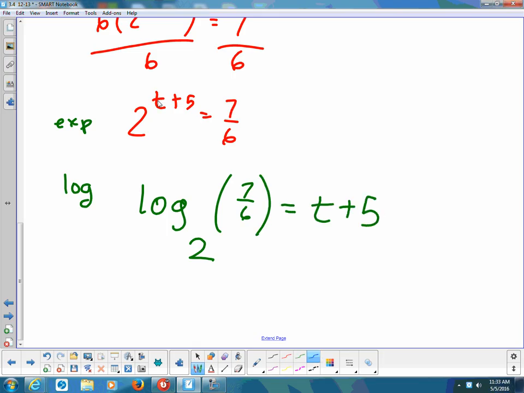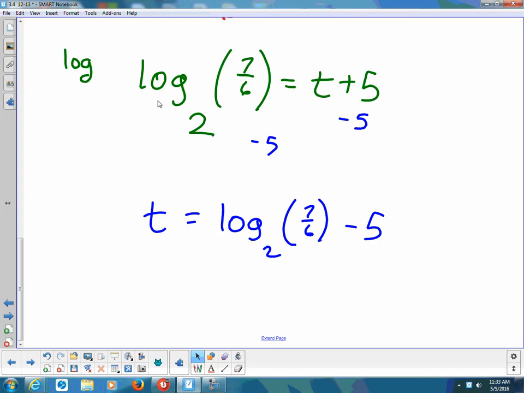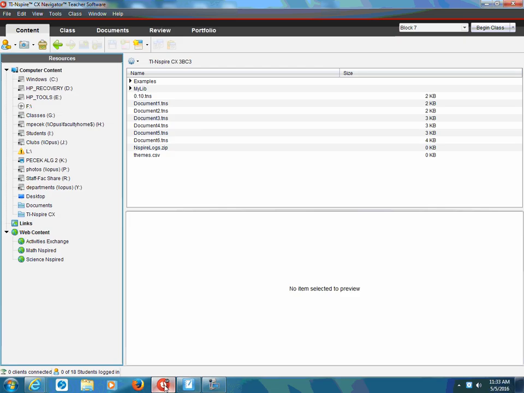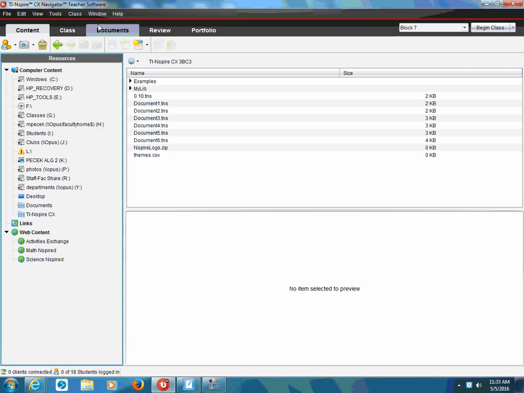And my last step would be to subtract 5 from both sides. So I think my answer would be t equals log to the base 2 of 7/6 minus 5. So that's my exact answer. And if I want a decimal approximation, I can enter that into the calculator, which, let me do that now.